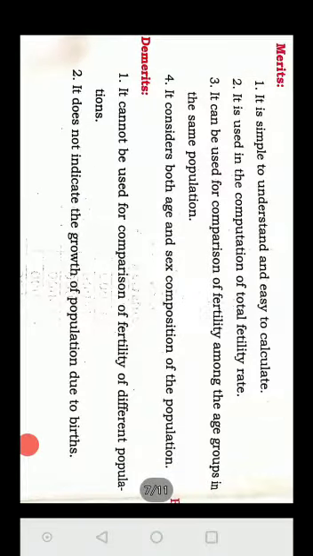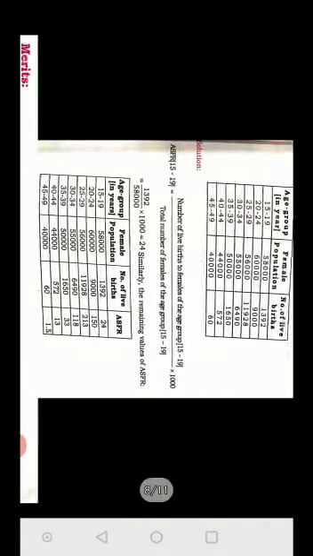Now let us see the demerits of ASFR, that is demerits of age specific fertility rate. What does it say? It cannot be used for comparison of fertility of different populations, right? You cannot use it for different populations. It does not indicate the growth of the population due to births. So these are the merits and demerits.